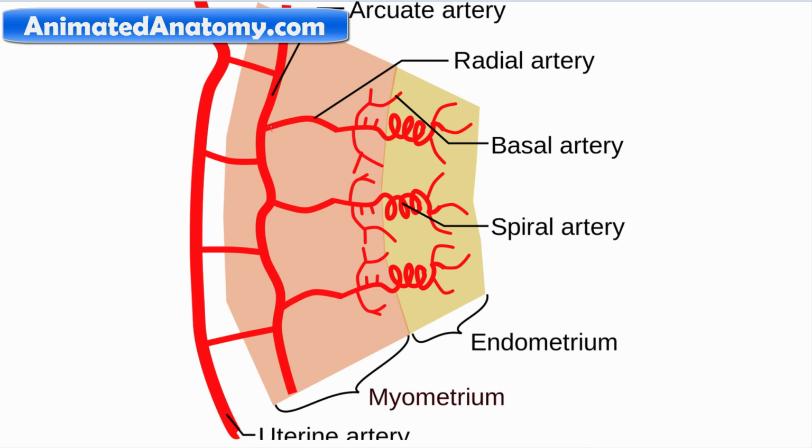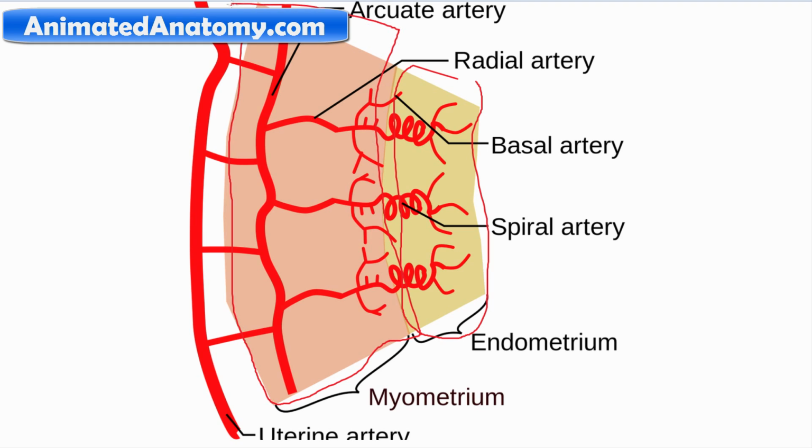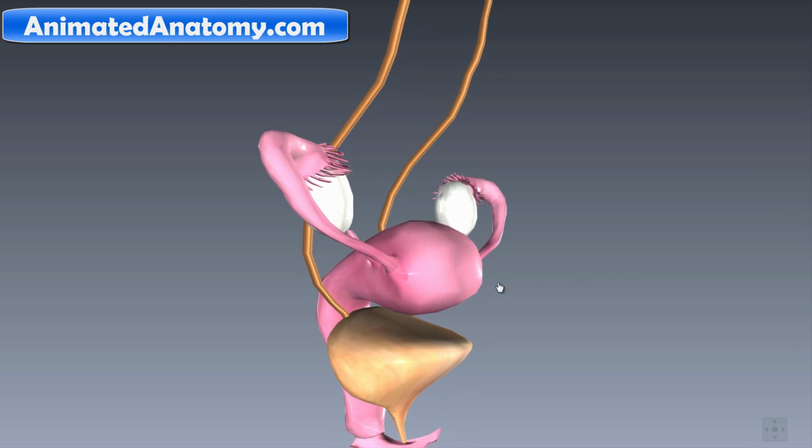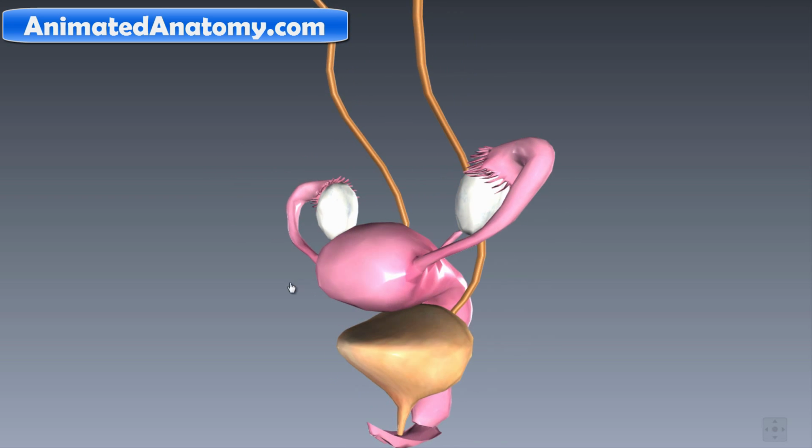So here we see the layers and the arteries of the wall of the womb. The inner layer is called the endometrium. The middle layer here is the myometrium. And there is also one more part, the loose connective tissue around the womb, and that is called the perimetrium.